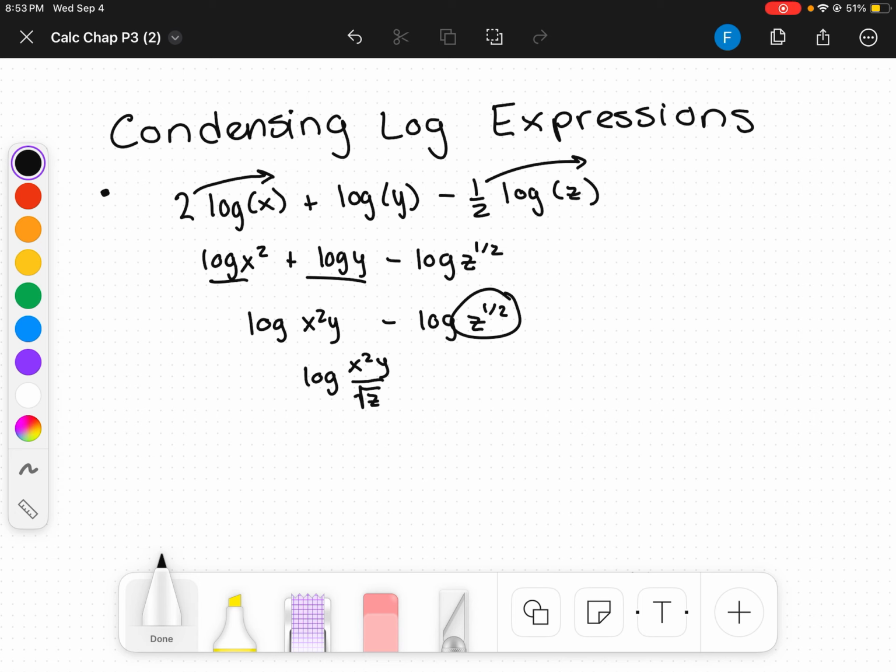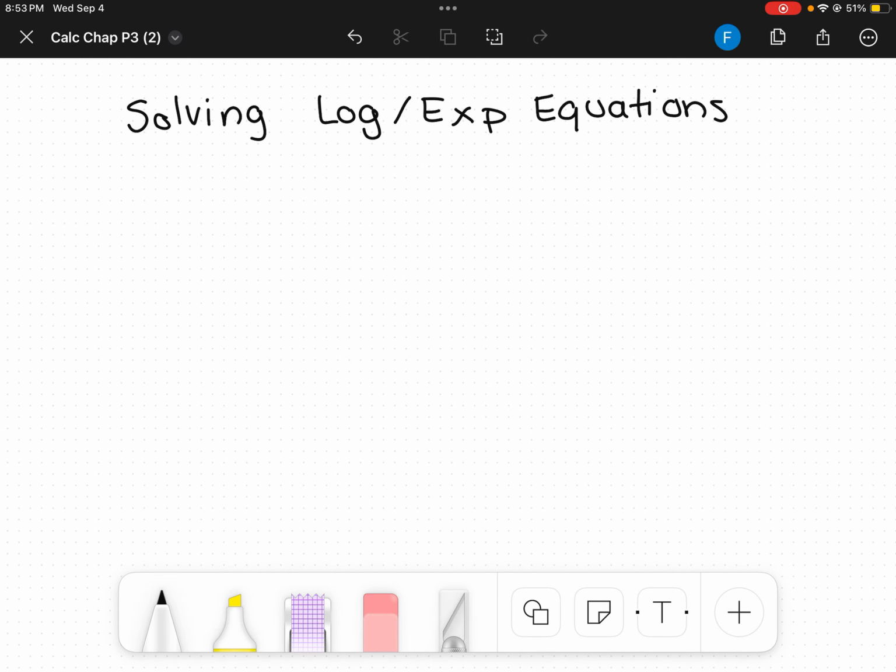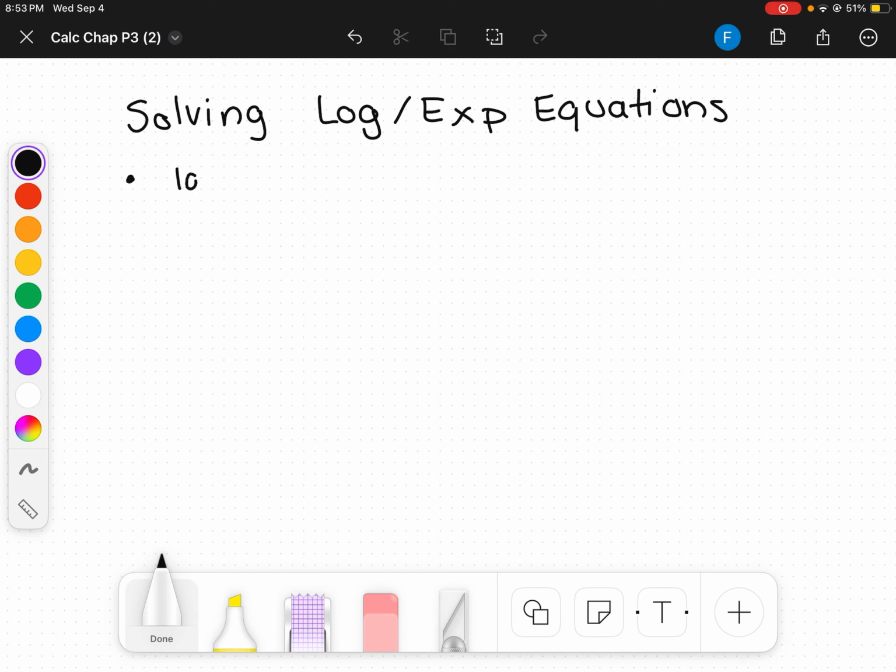Okay, last thing we need to chat about in this video is solving log and exponent equations. And y'all, if you're getting this, I hope that you put me on 2 times speed. That's allowed. If you're not getting this, slow me down. Stop the video. Do what you need to do. Okay, we're going to solve a couple of equations. We're going to start with this one.